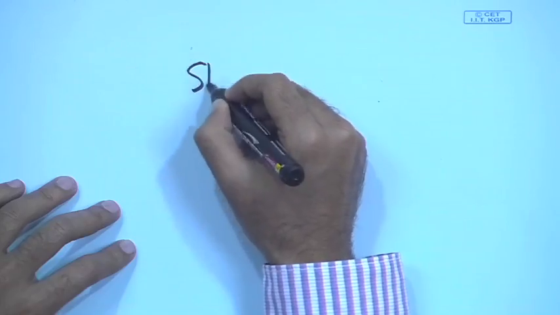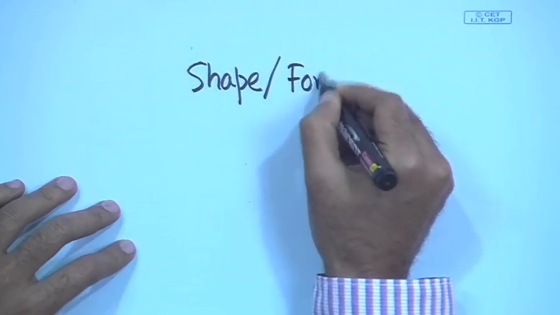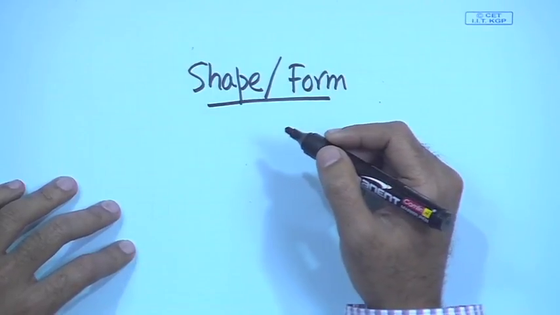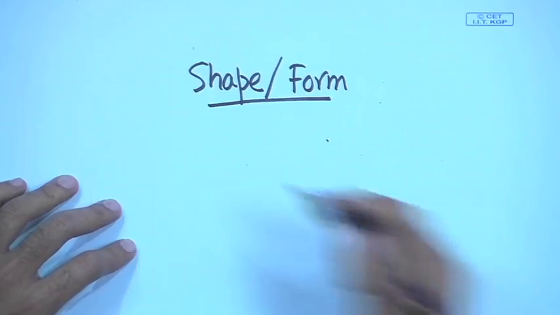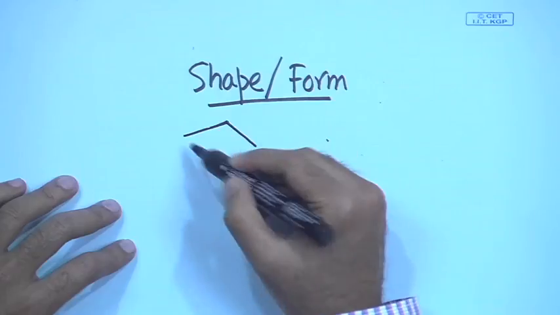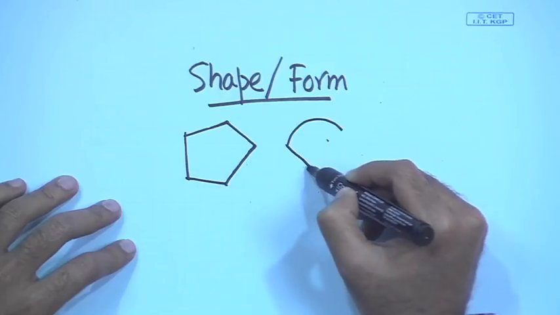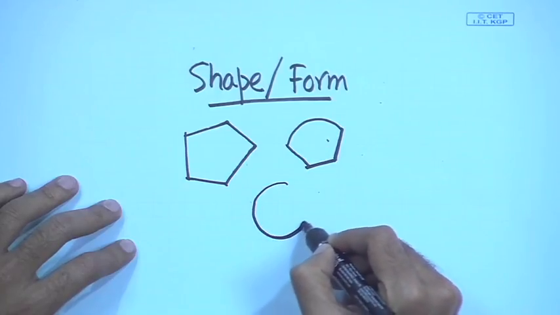Now comes the next important element which we would talk about, which is formed out of line, and that is shape or form. So, another element which comes into the picture is shape or form, and the lines start forming shapes. So, various lines together start forming various shapes.